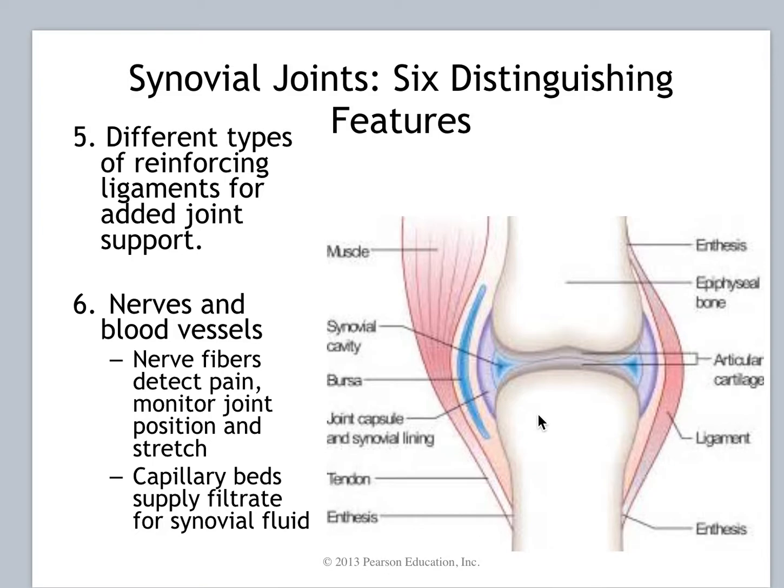The reinforcing ligaments on a synovial joint. Ligaments, like in this case of the knee, bridge from one bone to the next, for added support. This just gives greater support to the joint. There are nerves and blood vessels in the joint.